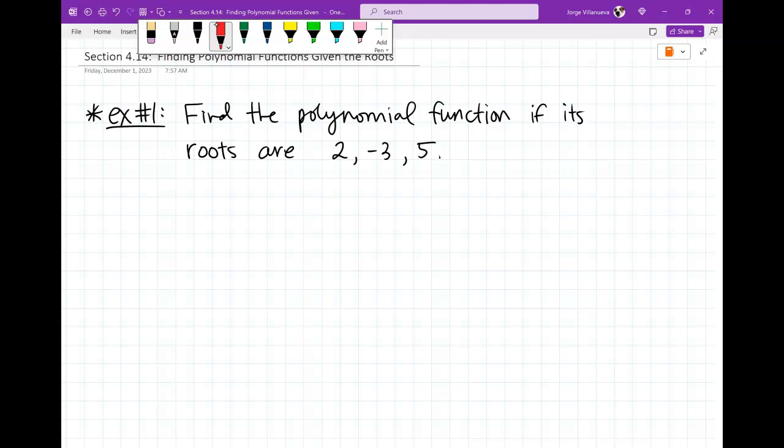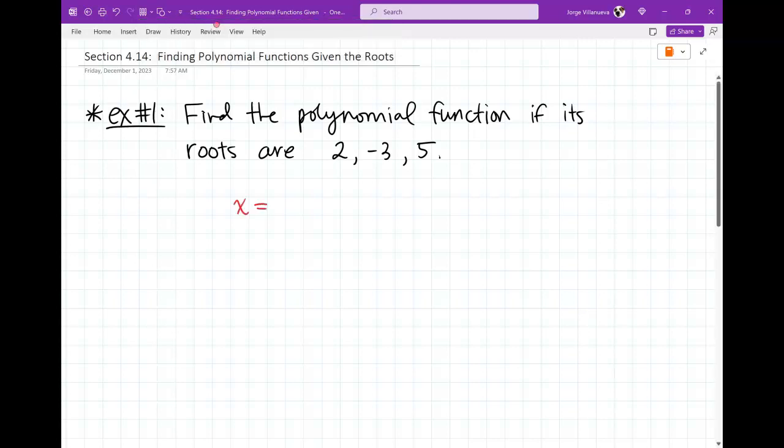So right here it says find the polynomial function if its roots are 2, -3, and 5. In other words, the answers are 2, -3, and 5. So look what I'm going to do. x is 2, x is -3, x is 5. Okay? So the way we're going to write the answers is you're going to take the opposite of the answer. So instead of 2, I'm going to use -2. Okay? And then I'm going to put an x next to it and put it in a parenthesis.